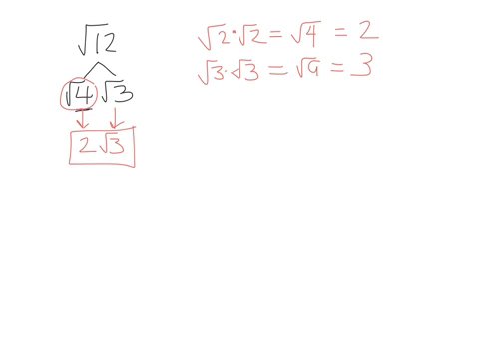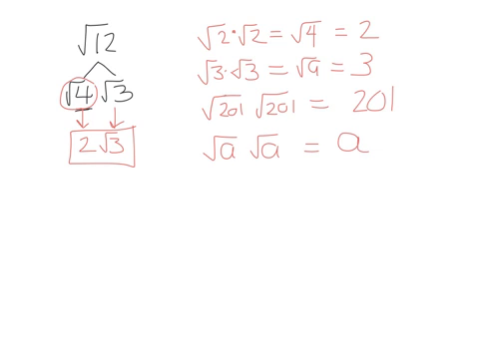When the numbers get bigger, you should be seeing the pattern here that if I was to multiply rad 201 times rad 201, I wouldn't actually multiply those two together. I would just know that the answer is going to be 201. And rad A times rad A will be just plain A. So this is a rule that we're going to use over and over. If you're multiplying the same two radicals together, it equals just plain whatever is inside.